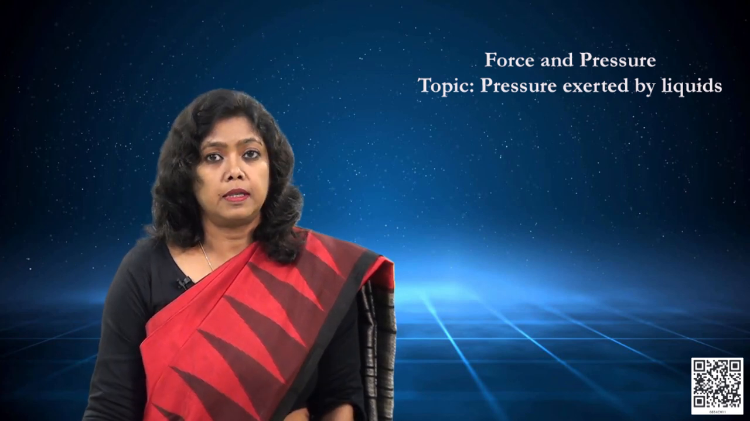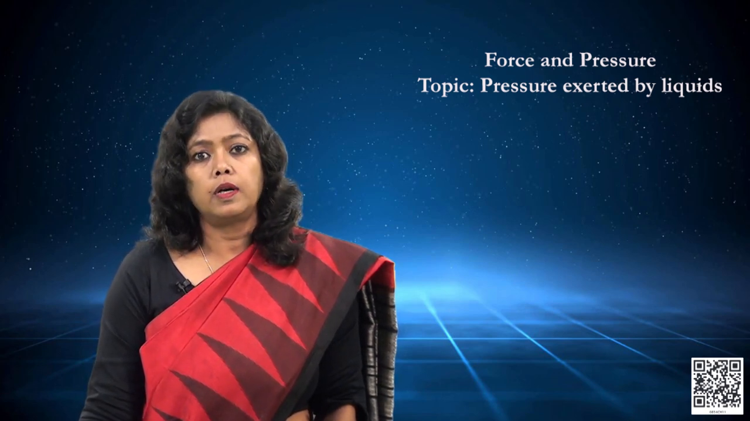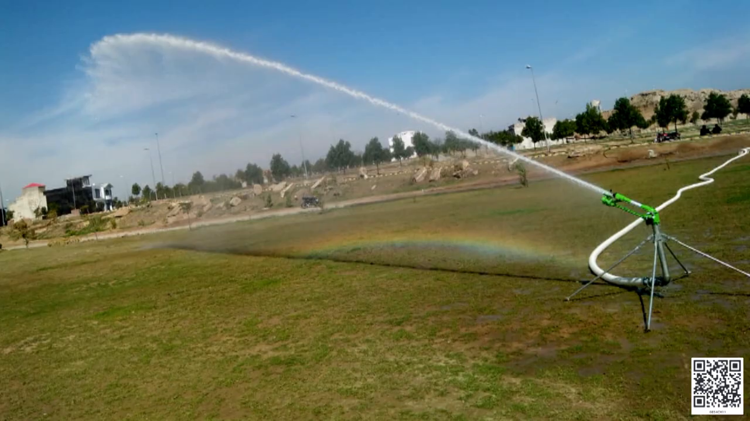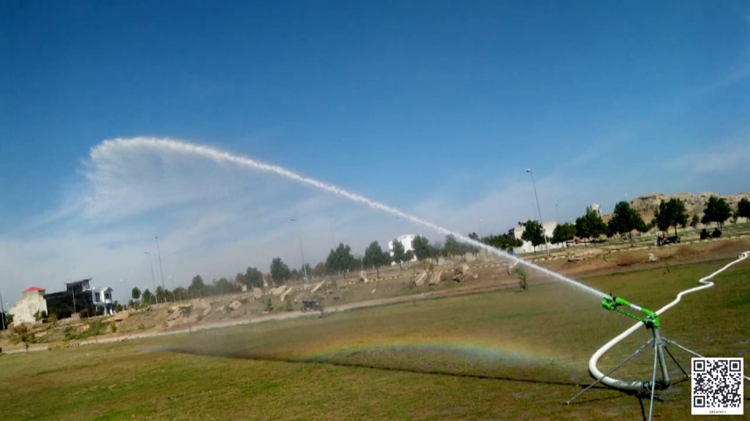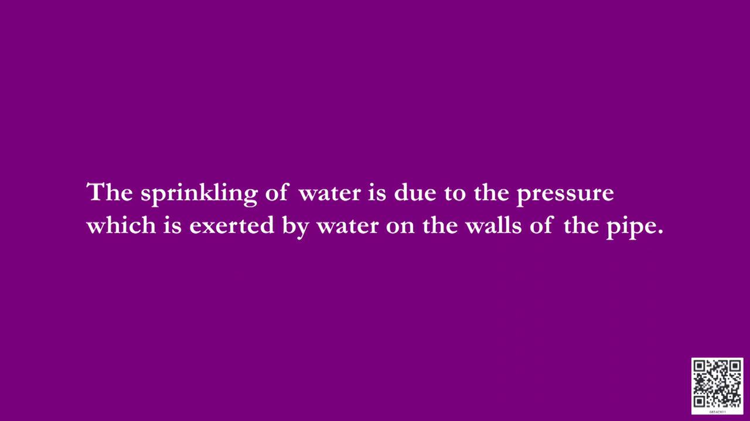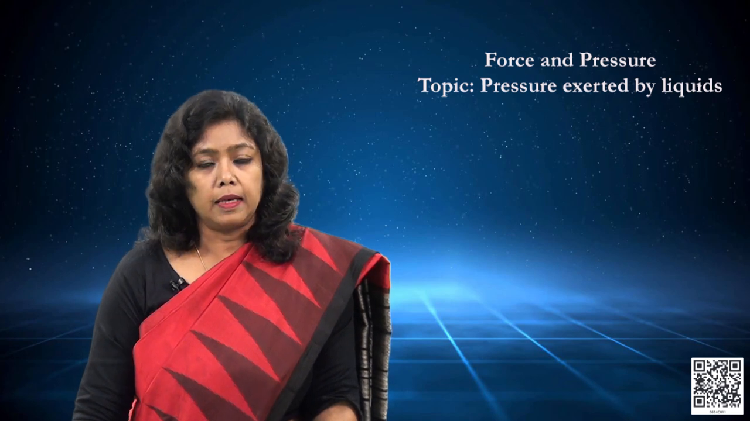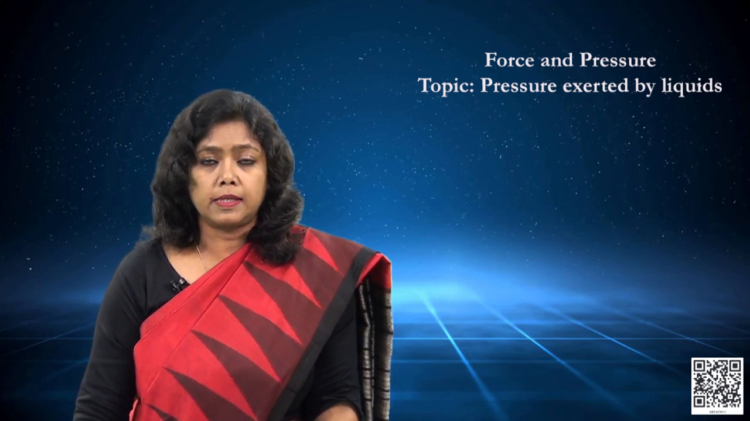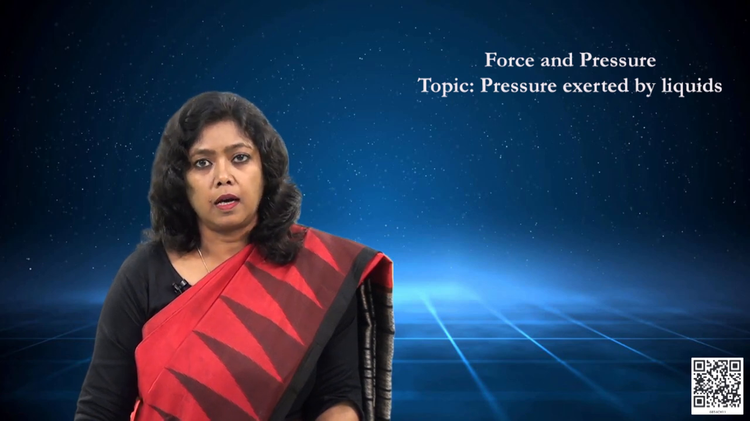Also, you must have seen in the farms, farmers using sprinklers for cultivation. The sprinklers help the water move to a great distance in the field. Why does this happen? The sprinkling of water is due to the pressure which is exerted by water on the walls of the pipe. So, from all these activities, we can tell that liquids also exert pressure on the sides of the containers in which they are.